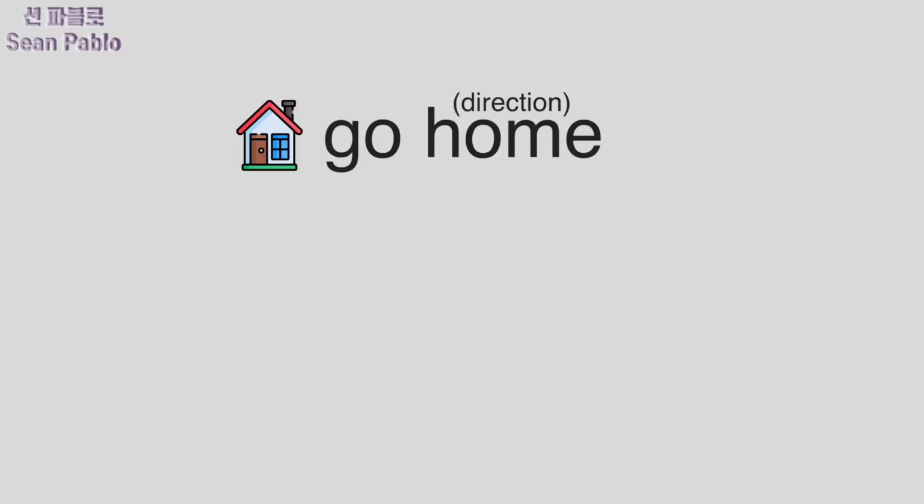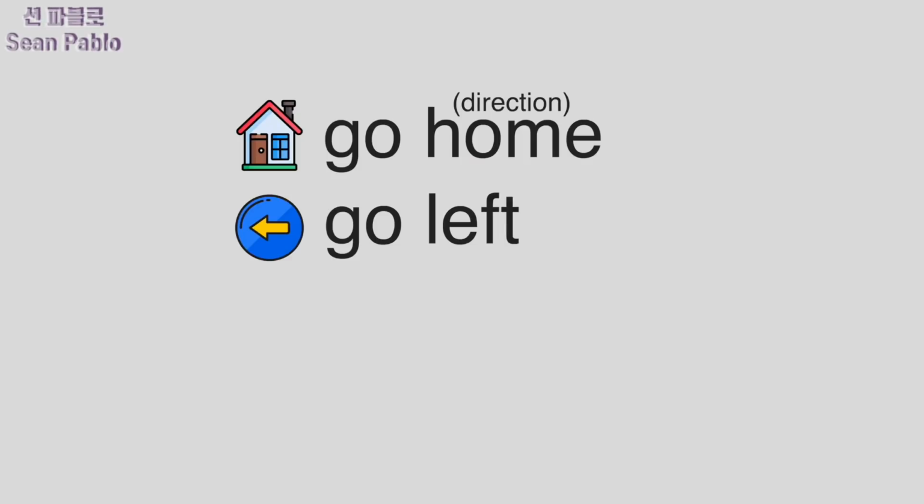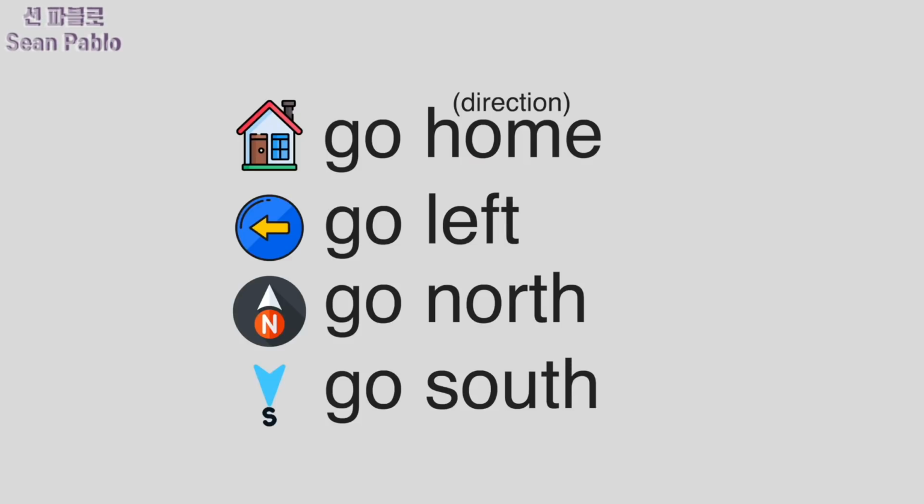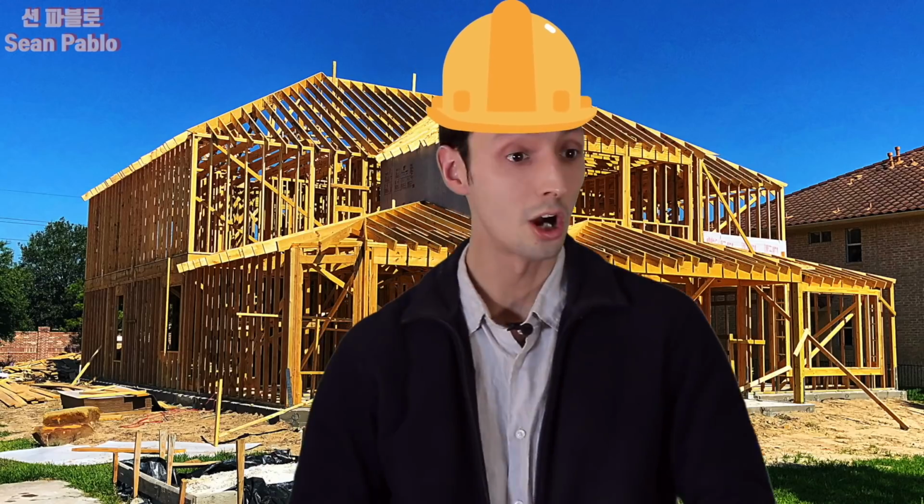For example, we say go left, or go north, or go south. Saying go home is similar to this. You're basically saying go in the direction of my home. Another example would be go downstairs or go abroad. Go there. Go somewhere. So in these instances, you can skip the to and the completely and just say go home. I want to go home. I hope that makes sense.